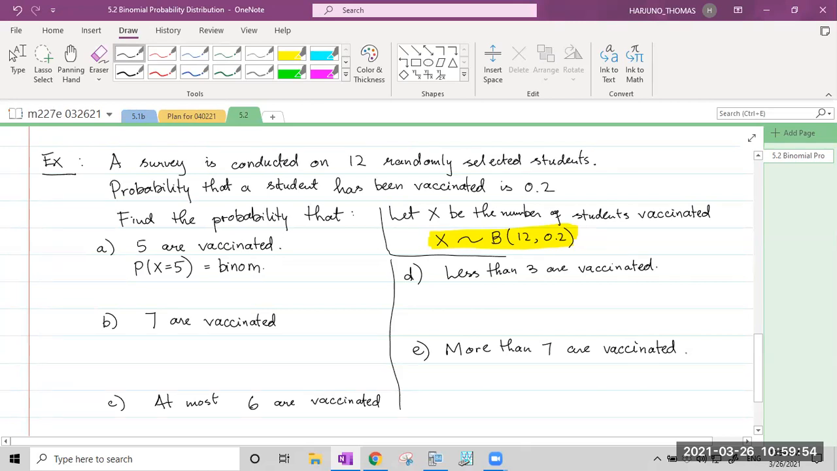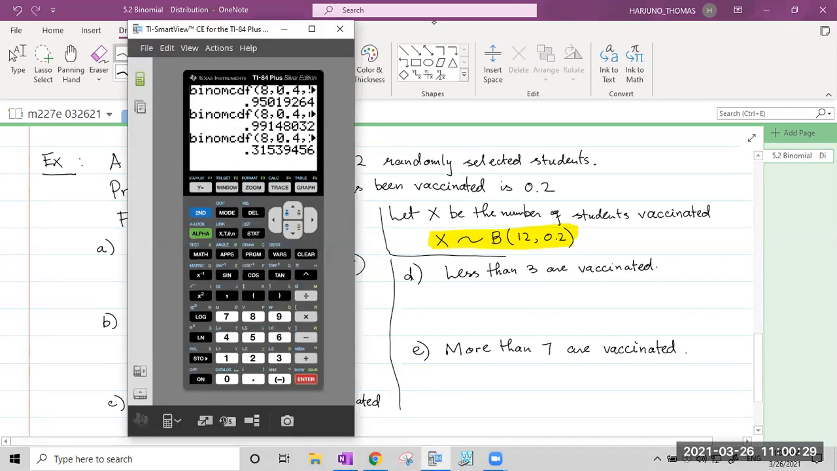PDF, the probability density function. Not cumulative. Cumulative is if you have at most. If you have an equal sign, then you use PDF. Right now you may not have it memorized, but after some practice you will. You need to keep practicing, doing enough problems to memorize that. Then this will be binom PDF of 12, 0.2, 5.